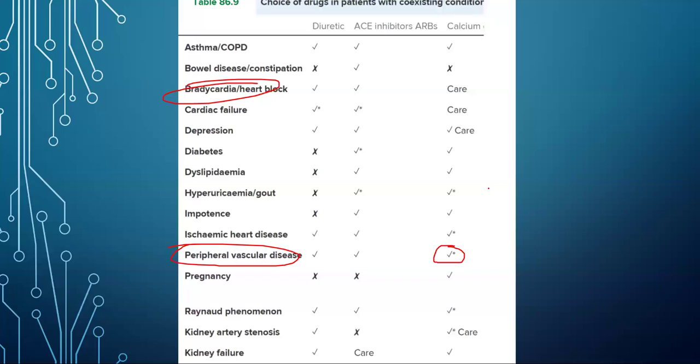What about in idiopathic hypertension? Same, management is same. Most of the patients are idiopathic hypertensive, so your management will be the same step.